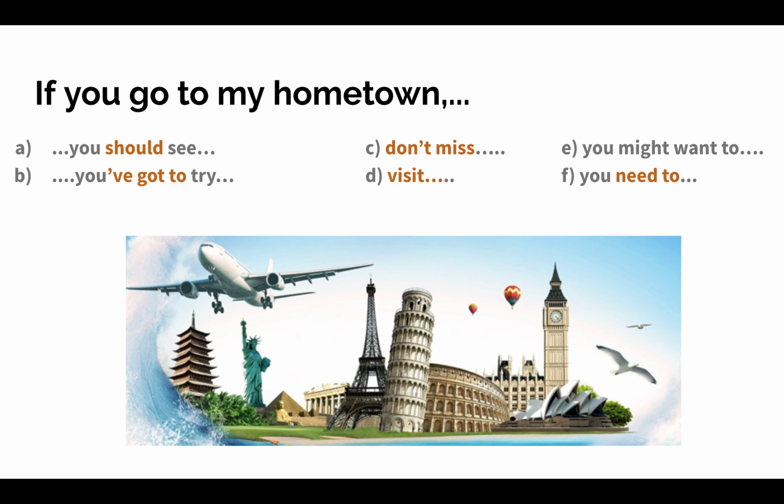Okay, so here are the examples, right? I'm from Chicago, so my hometown is Chicago. If you go to my hometown, you should see Millennium Park, right? It's a beautiful park with a lot of fun activities to do there. If you go to my hometown, you've got to try Chicago pizza, right? It's really delicious, right? If you go to my hometown, don't miss the Willis Tower, right? It's one of our biggest tourist attractions, right?